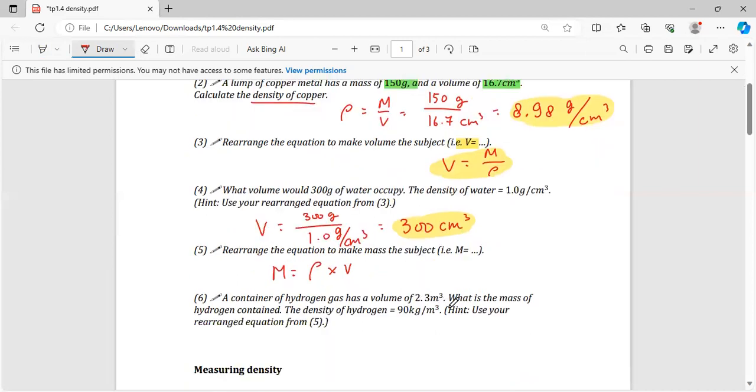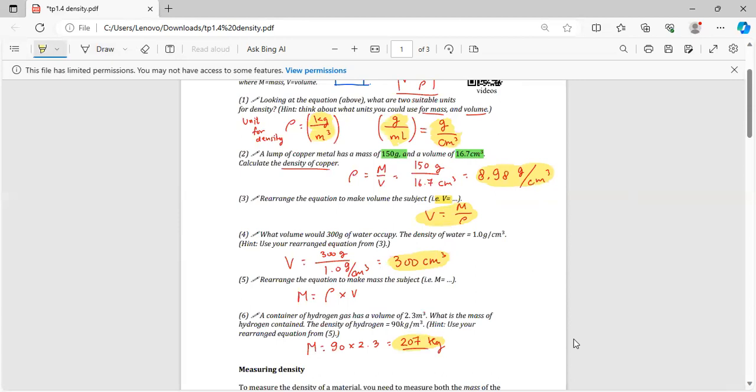Now number 6, we have to use the rearranged equation from number 5. A container of hydrogen gas has a volume of 2.3 meter cube. What's the mass of hydrogen contained? The density of hydrogen is given. So the mass is equal to density, which is 90, multiplied by 2.3 meter cube. Using a calculator, I got this answer, which should be in kilogram. That's the answer from number 1 until number 6.